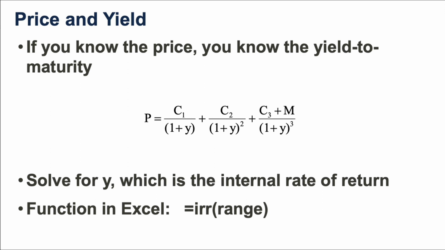And if you know the coupon payments, you can find the yield to maturity. In Excel, it is the internal rate of return.